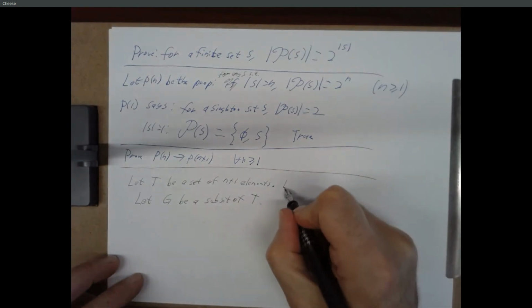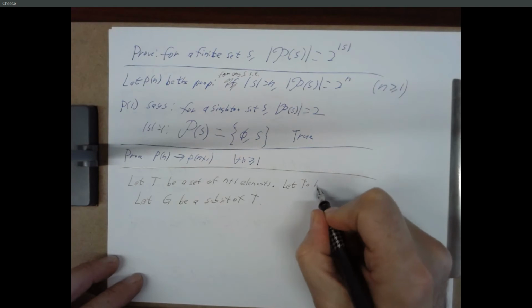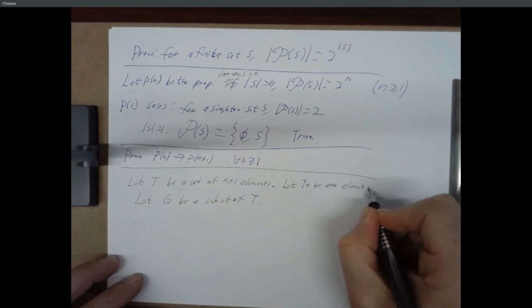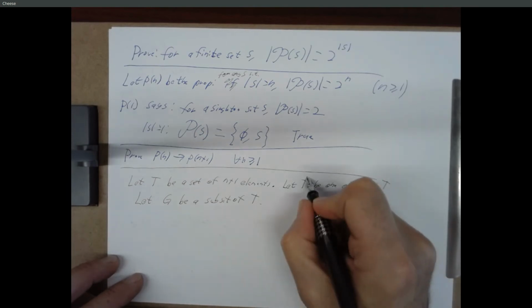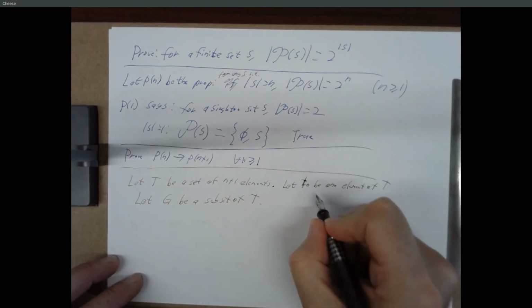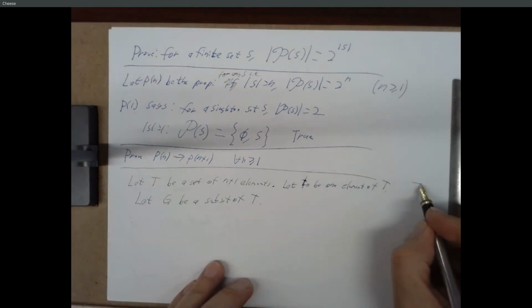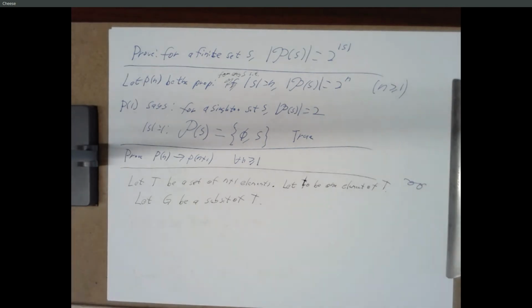So let T0 be one element of T. I'll make this a little T0. And I'll put a pair of eyeglasses here saying watch out for this. We'll come back to that in a second. Okay, so T0 is one element of set T.